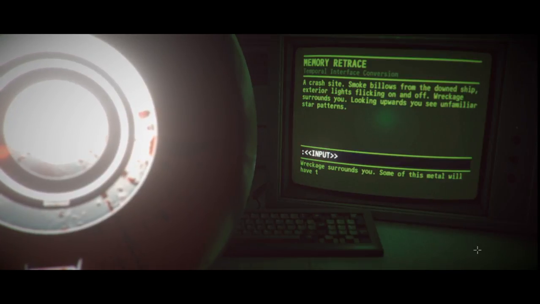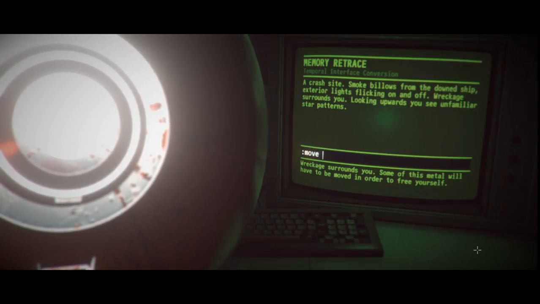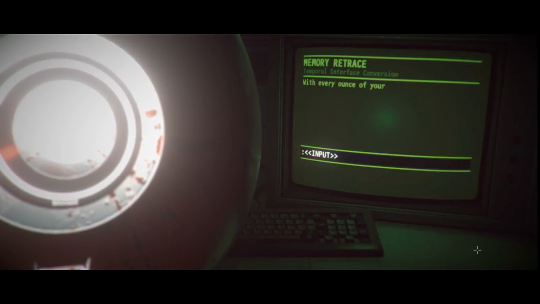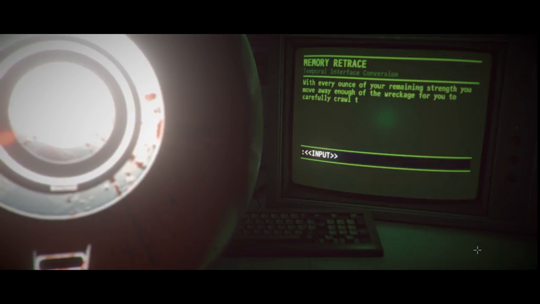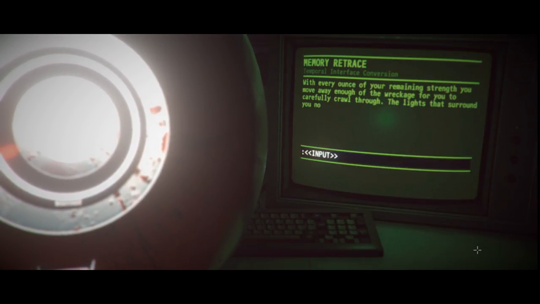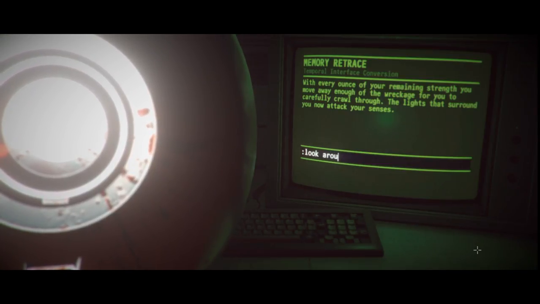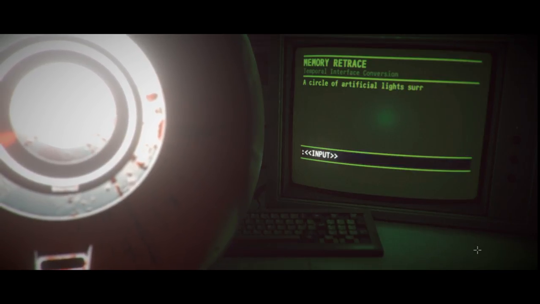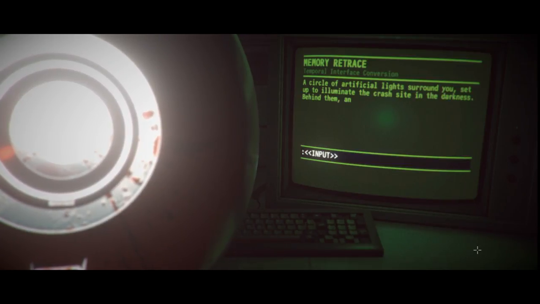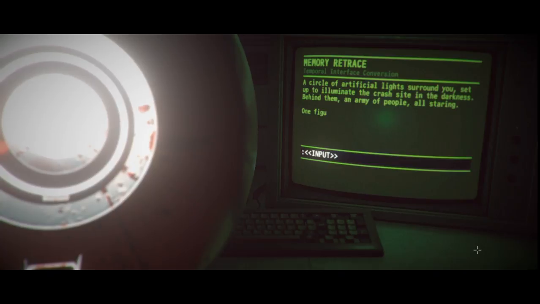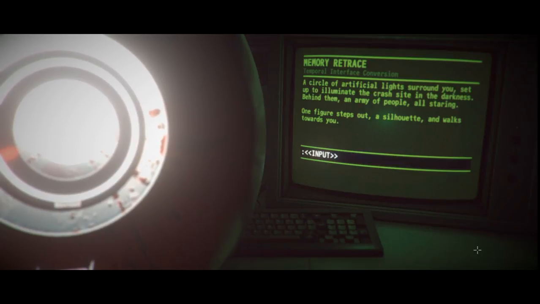Wreckage surrounds you. Some of the metal will have to be moved in order to free yourself. With every ounce of your remaining strength, you move away enough of the wreckage for you to carefully crawl through. The lights that surround you now attack your senses. A circle of artificial lights surround you, set up to illuminate the crash site in the darkness. Behind them, an army of people, all staring. One figure steps out, a silhouette, and walks towards you.